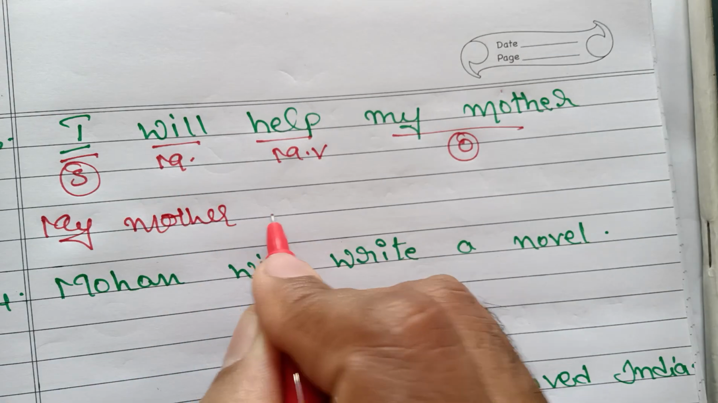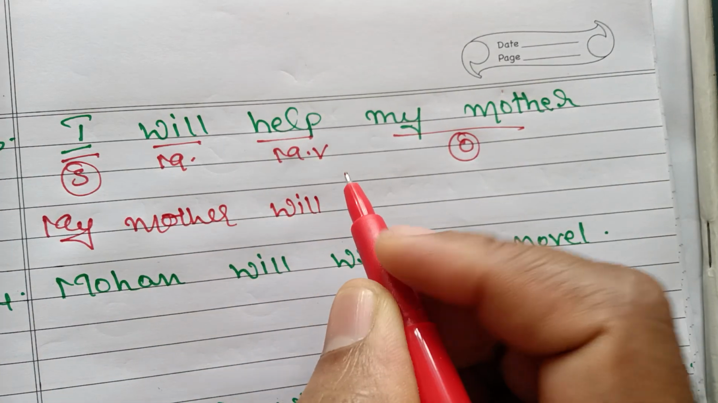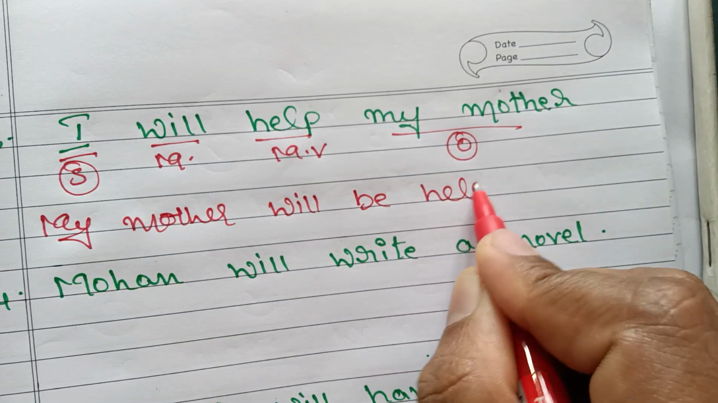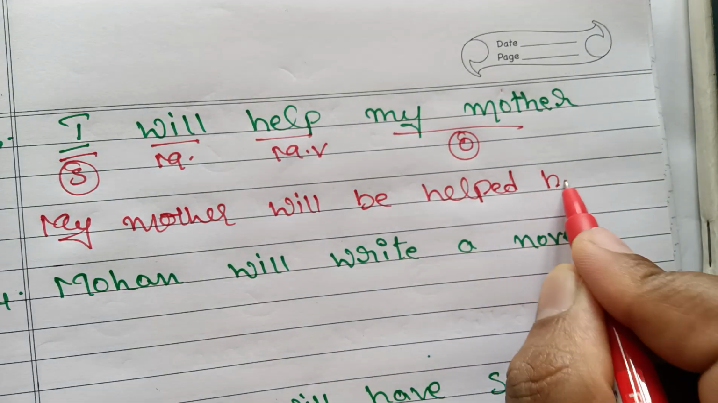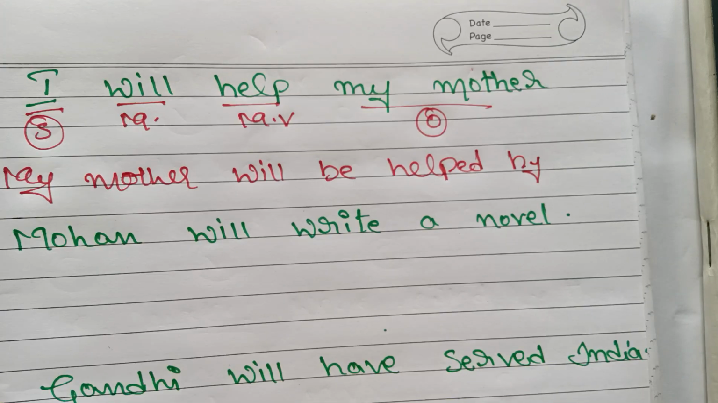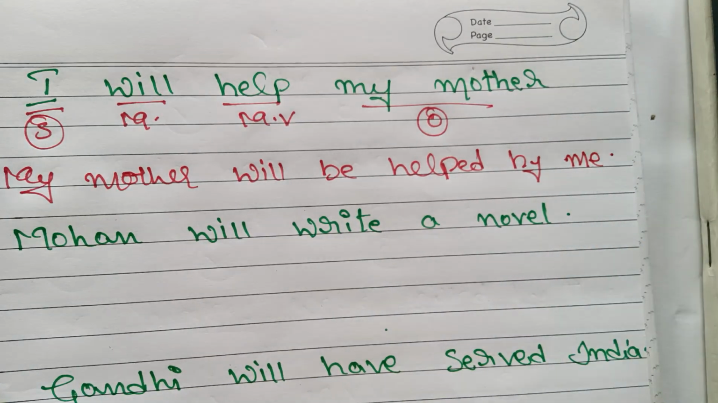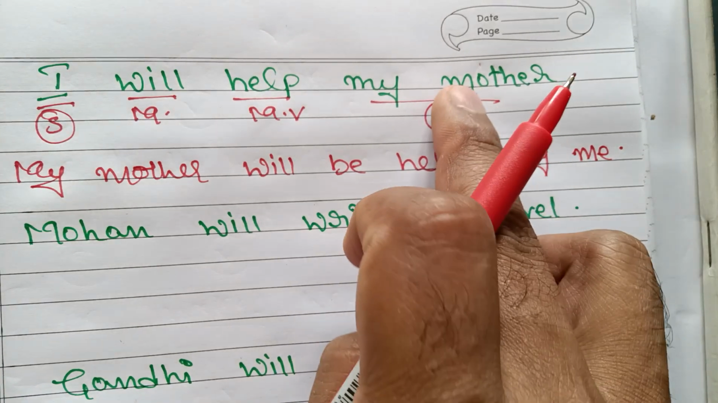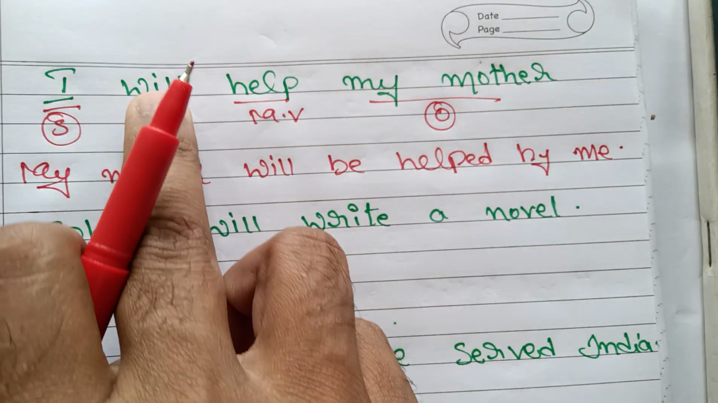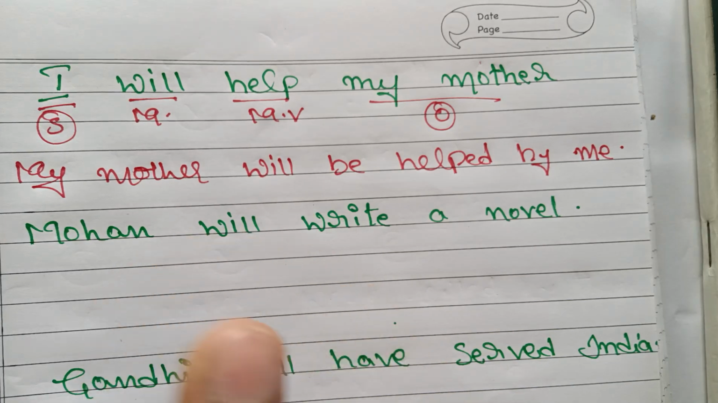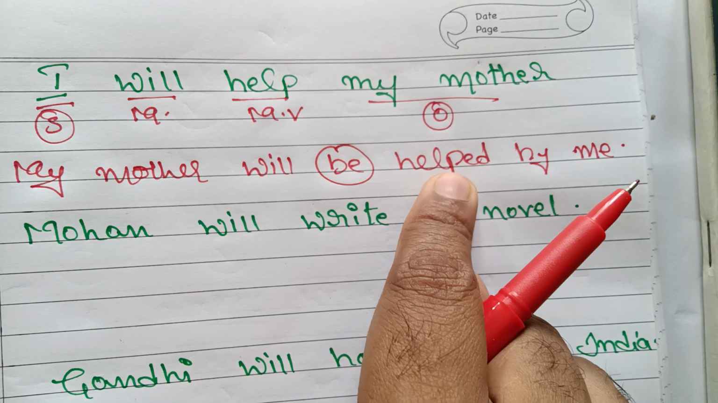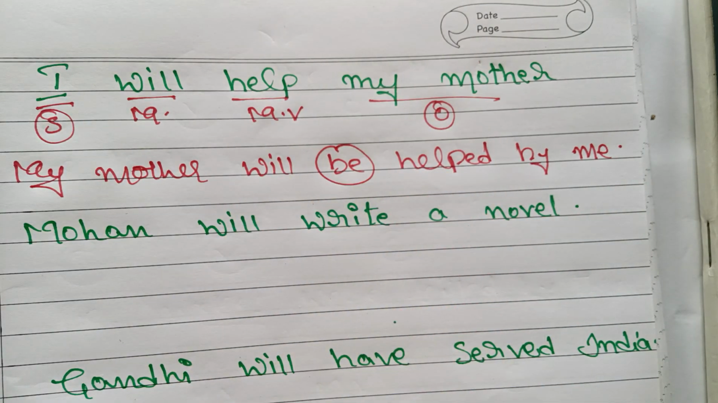My mother will be helped by me. That's all. So you have made the object the subject, then the modal will be the same. And remember, in the simple future tense, use be before the main verb and after the modal. Okay, then it will become very easy.